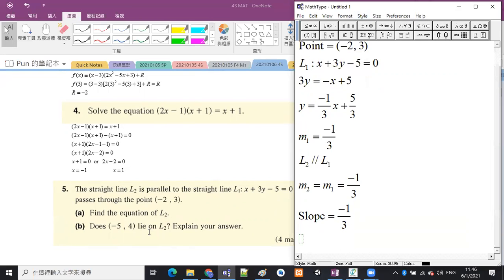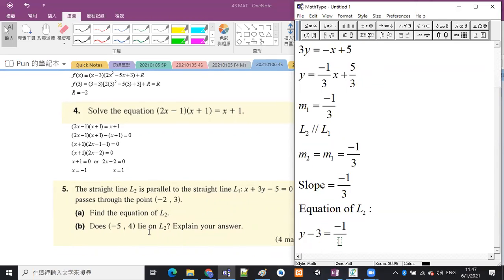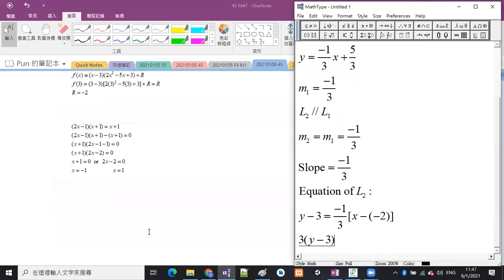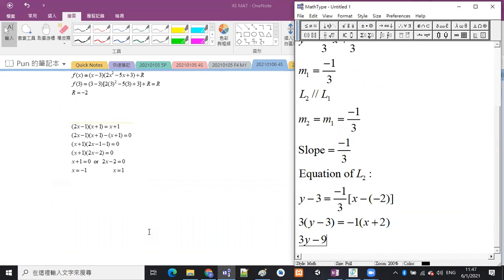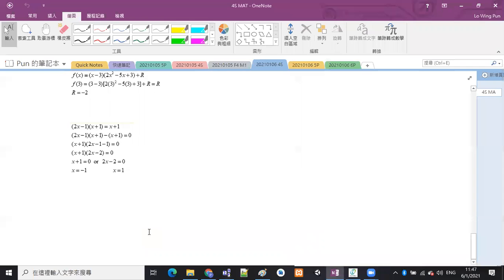We have point, we have slope. We can write down the equation of L2 by the point slope form. So it's y minus y1 equals m times x minus x1. Okay, so multiplying the 3 to the left, x plus 2 here, expanding the bracket, move all the terms to the side where x is positive. So x plus 3y minus 9 plus 2 is -7 equals 0. Okay, so this is the equation of L2.